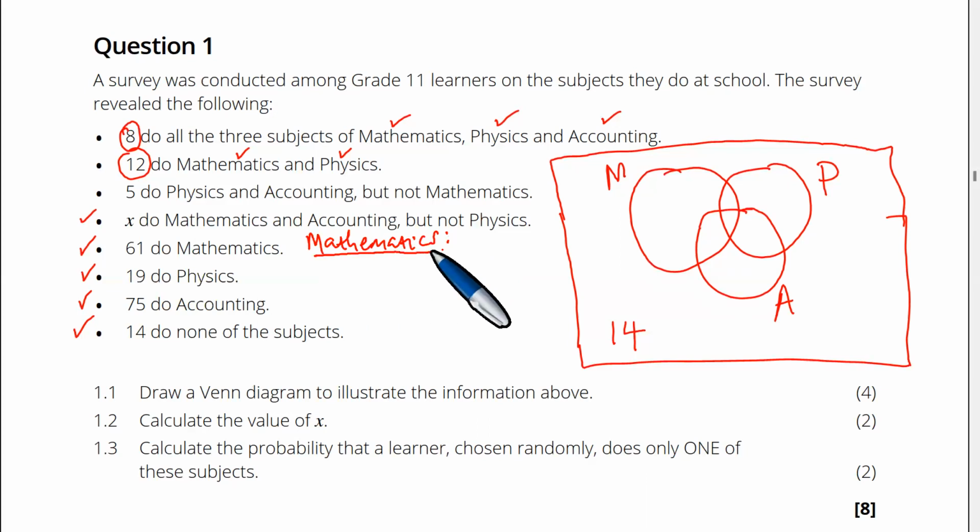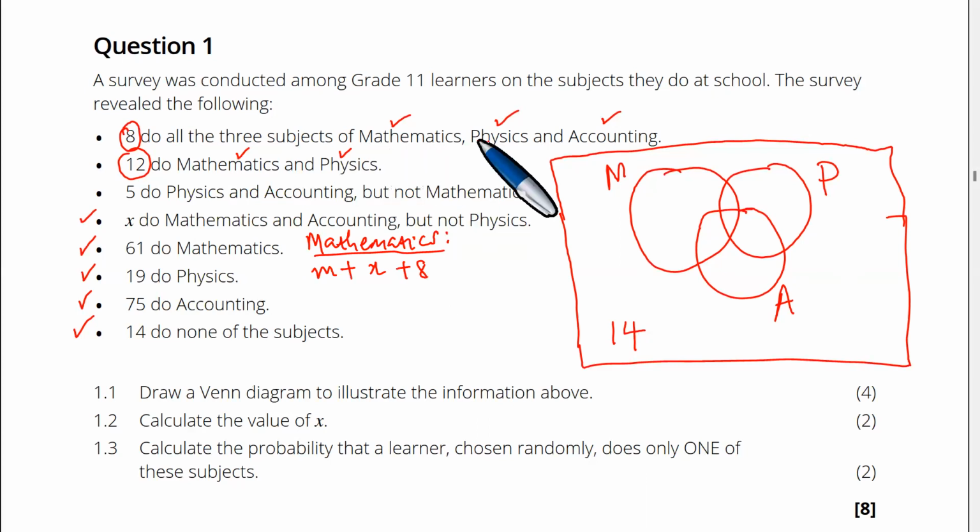Okay, we're teaching you how to draw Venn diagrams at grade 11. For the mathematics, you shall have some students that do, for instance, small m. I'm going to describe the letters shortly. And there are those students that do X, which is they do mathematics and accounting, but not physics. Okay, so there are students that are 8 of them.